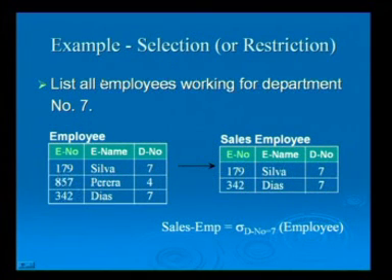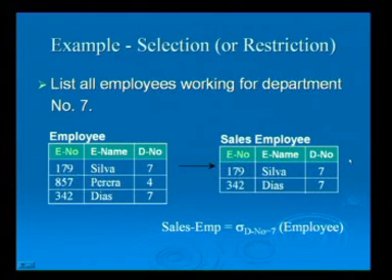Now, if I am going to illustrate this with an example, here the example is to retrieve all employees working for department number 7. I have given a very simple relation here for simplicity, and I want to see only the employees, those who are working for department number 7.